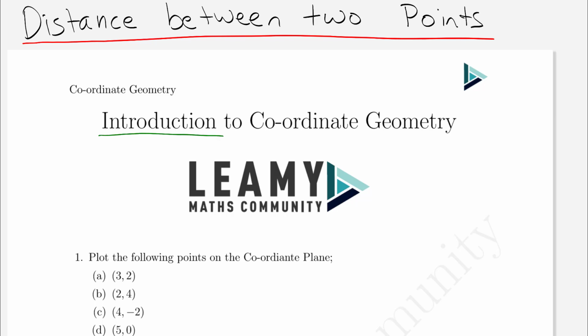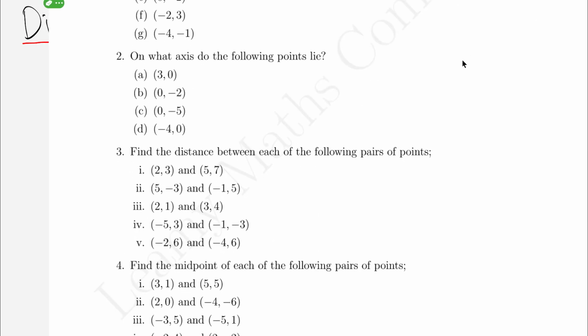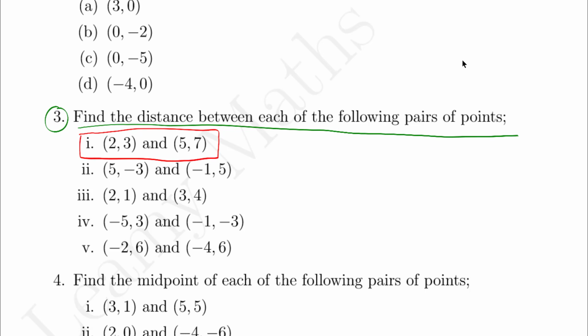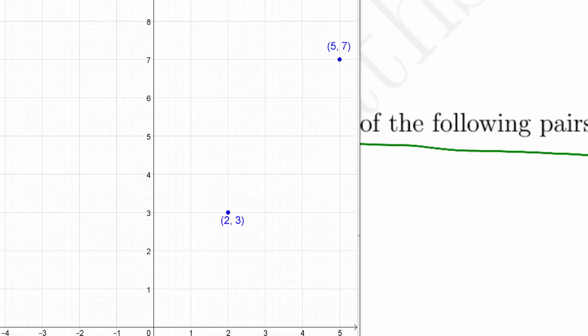We will continue with our introduction to coordinate geometry, and now we're going to look at the distance between 2 points. So we're interested in looking at a question like question 3 here. Find the distance between each of the following pairs of points. If we start off with part 1 here, we have the point 2, 3 and the point 5, 7. And we want to find the distance between the point 2, 3 and the point 5, 7. So we want to find this distance here.